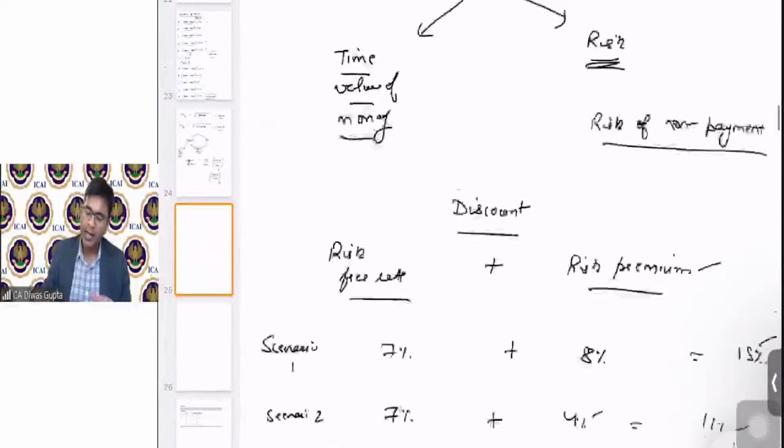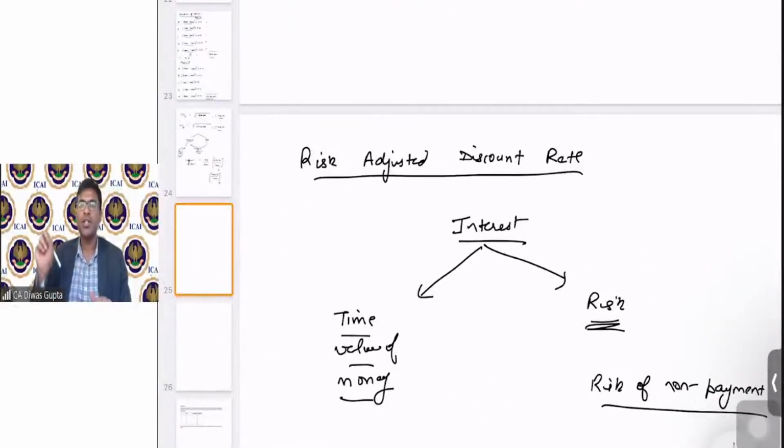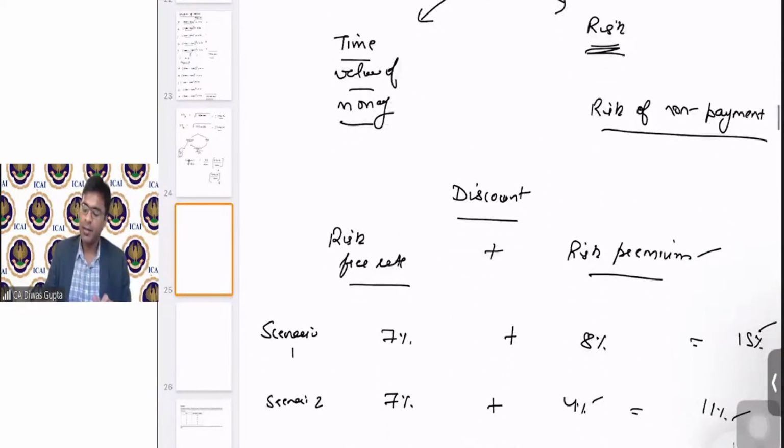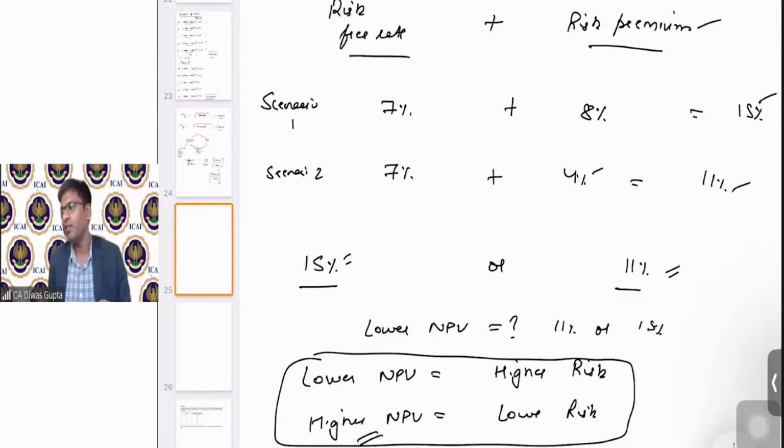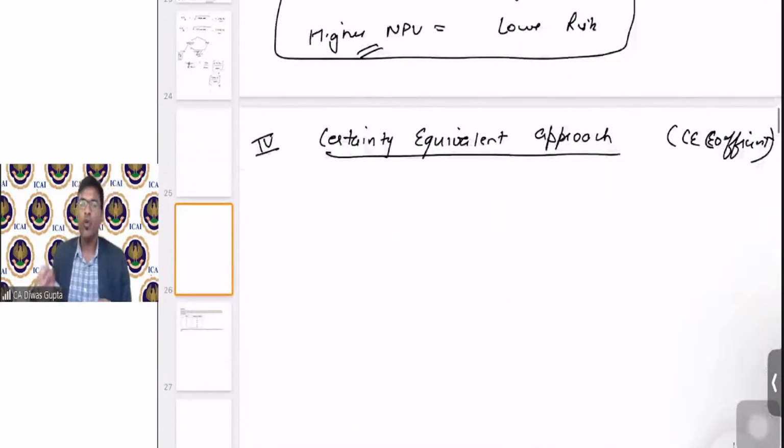So under RADR, which is risk adjusted discount rate, it simply means that higher risky projects will be adjusted by the higher risk premium and they will result in lower NPV.